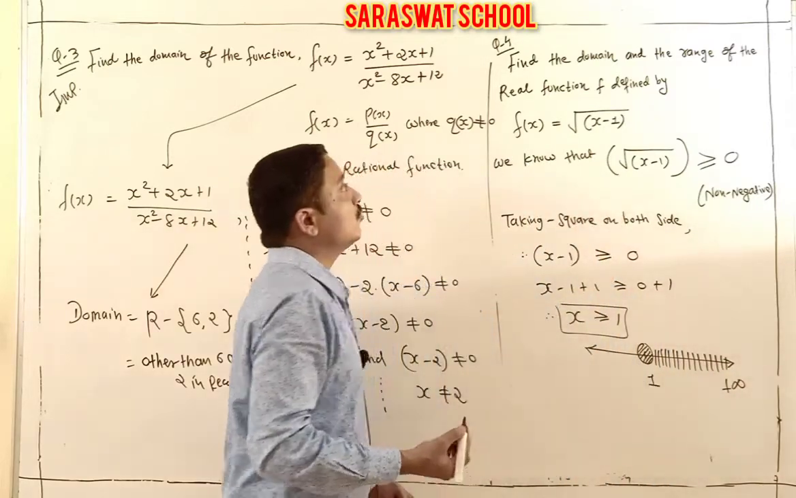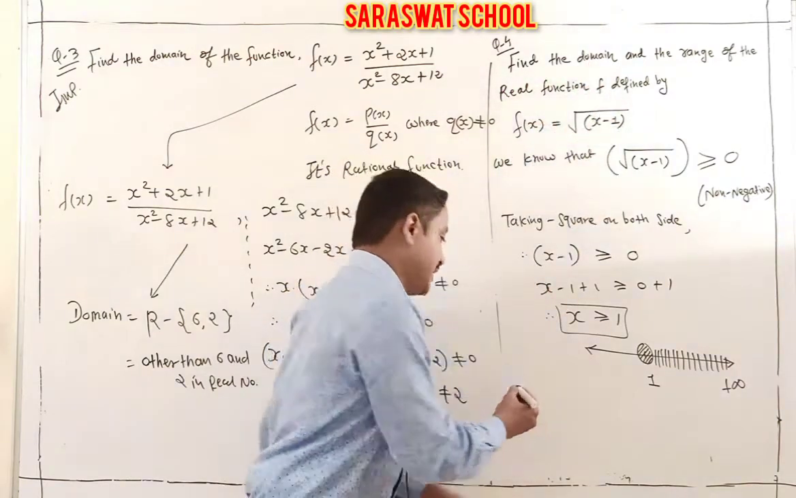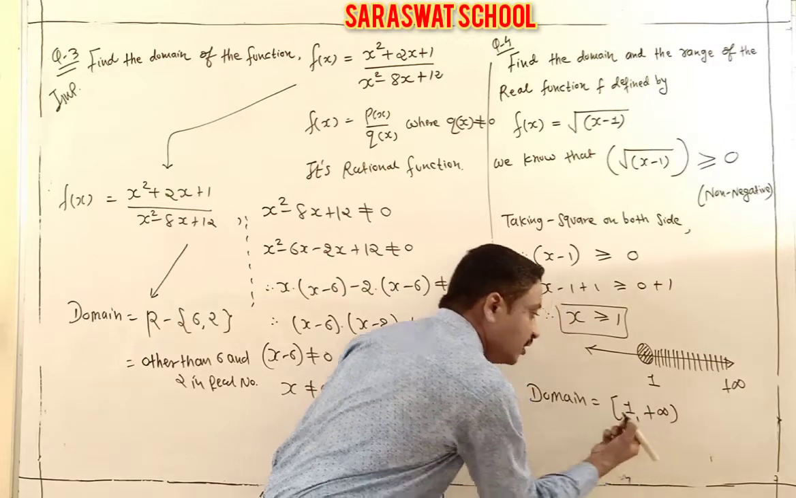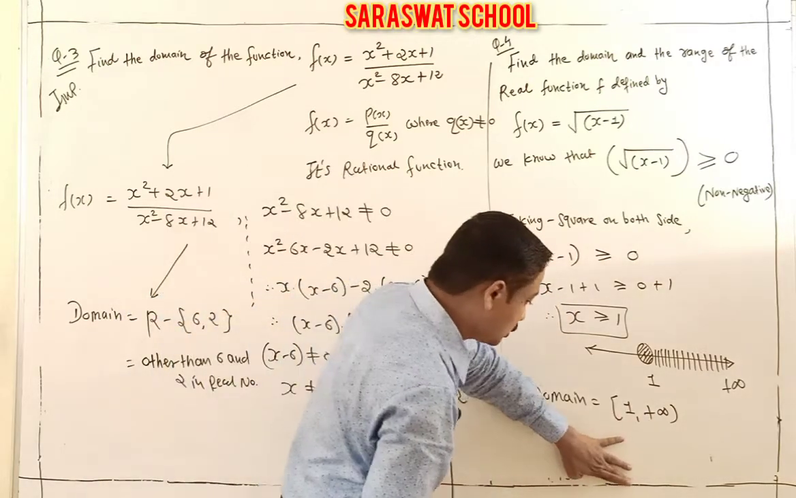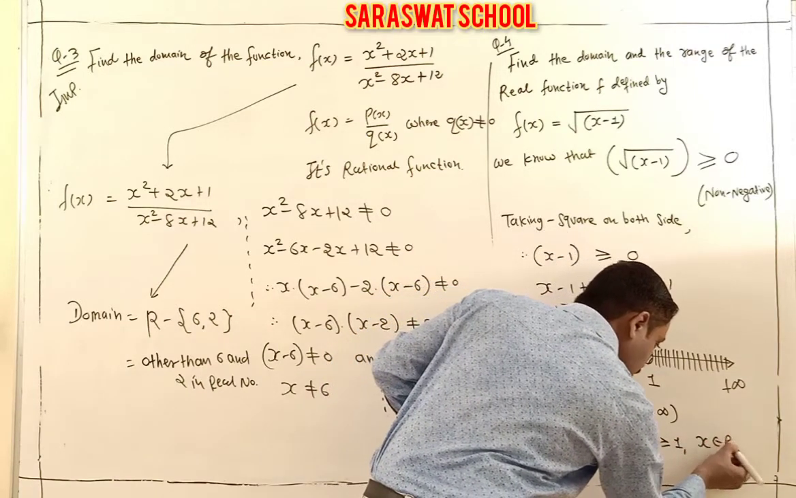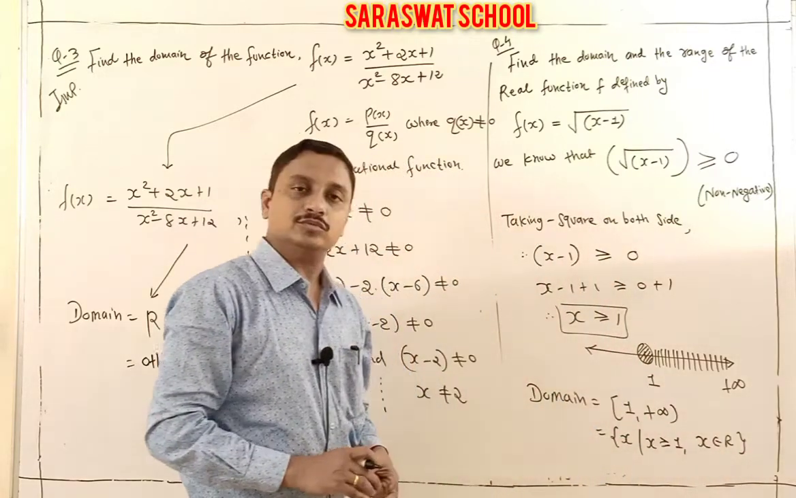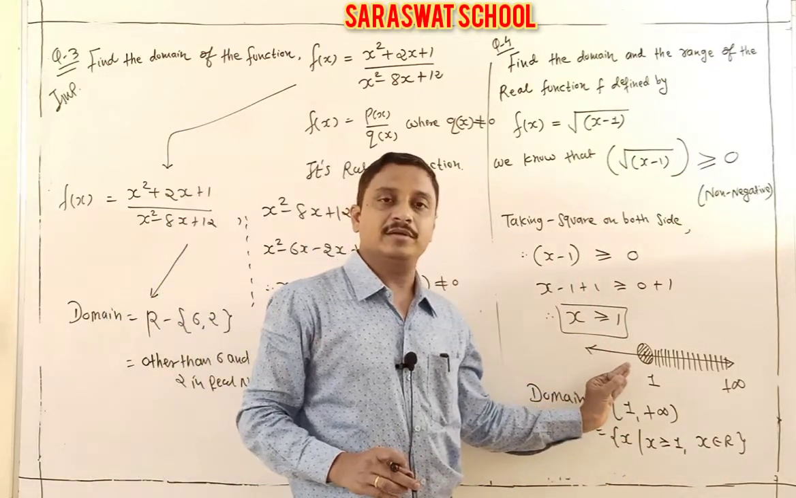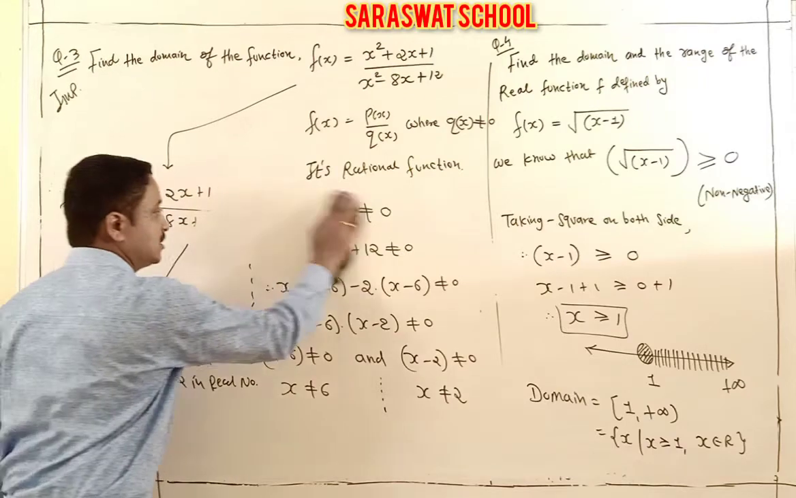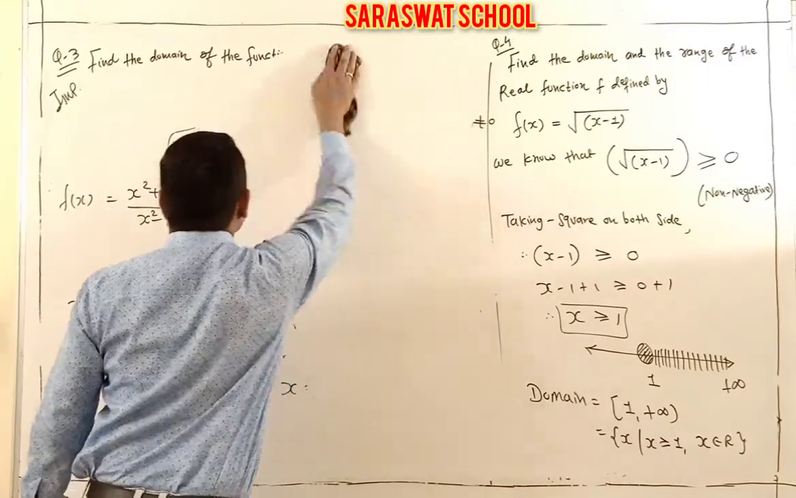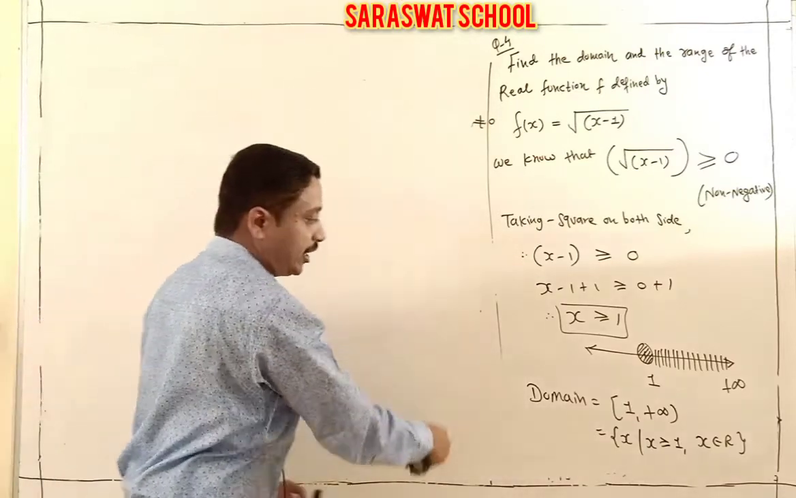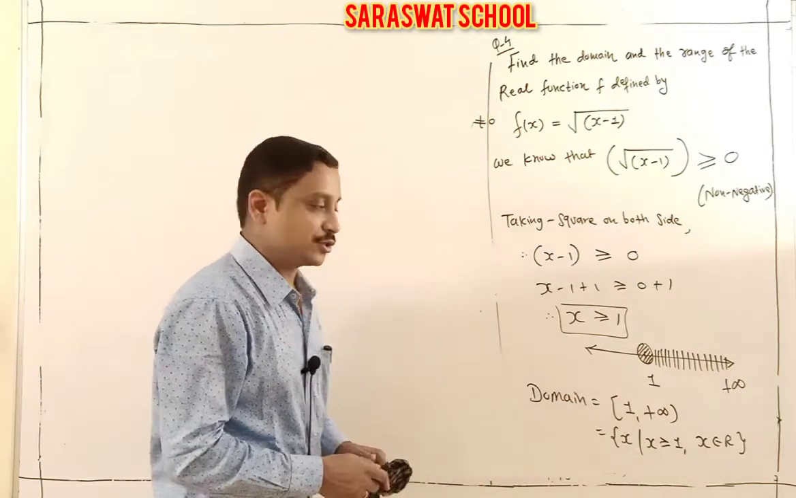So what is the domain? My domain is the closed bracket 1 to infinity. I can also write it in this form: x such that x is greater than or equal to 1, x belongs to R. This answer is also true. Now using this domain, I start our range. It's a very easy process, students. I hope you understood. Using the number line, draw this drawing, then you properly understand.